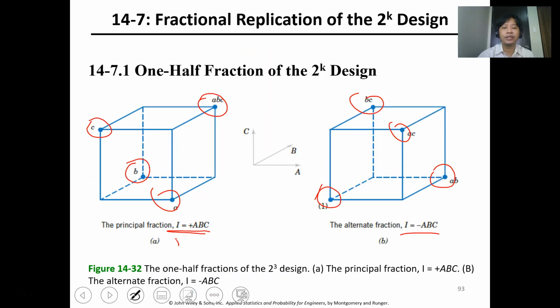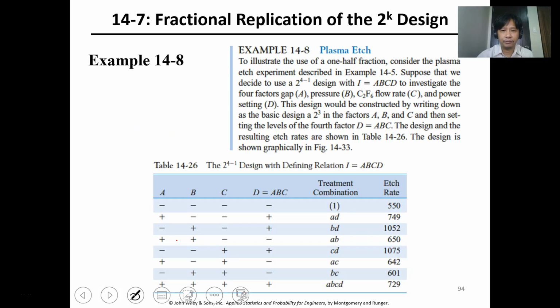Okay, so paano siya ginagamit? So ganun din siya. Parang katulad din siya ng blocking, pero may basis ka in terms of sign. Okay, to illustrate the use of 1/2 fraction, consider the plasma etch example natin, yung 14-5, yung 4 levels. Suppose that we decide to use a 2^(4-1) design with I equals ABCD to investigate the 4 factors. So, A the gap, B pressure, C is the flow rate, and D is the power setting.